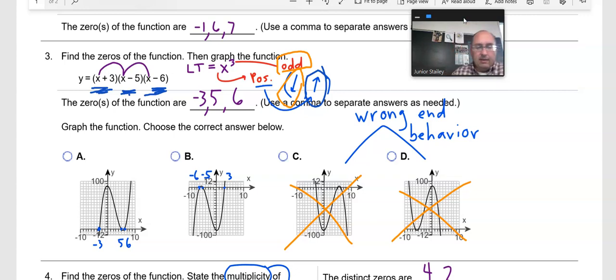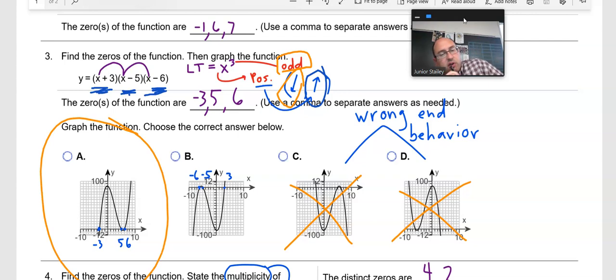So I looked at A, and I had the right zeros, -3, 5, and 6, and the right end behavior. So I know I'm right by choosing letter A. B has the right end behavior, but the wrong zeros.